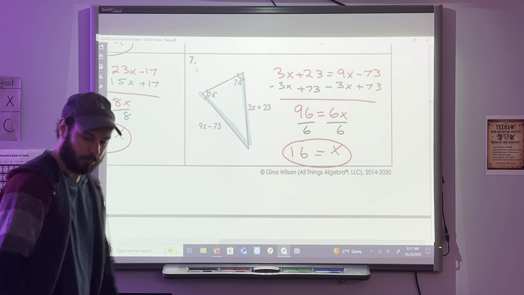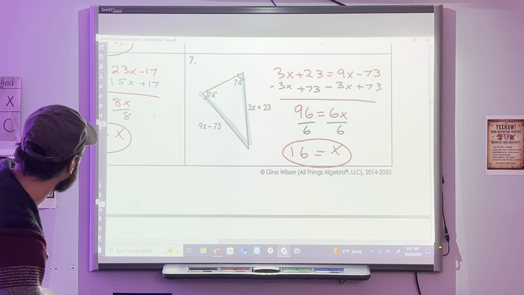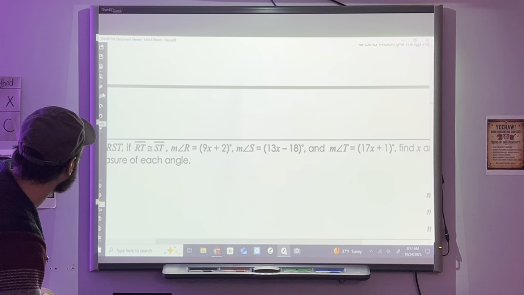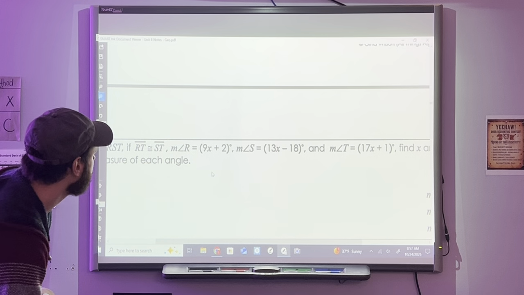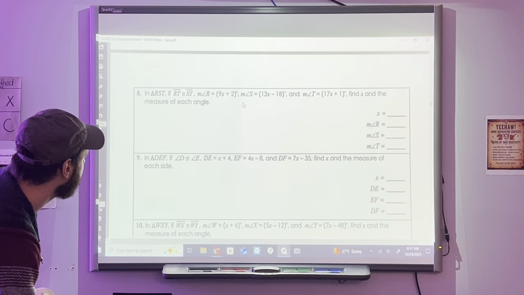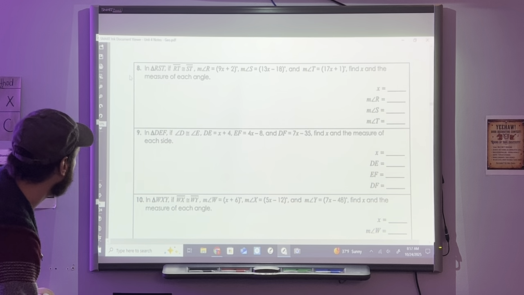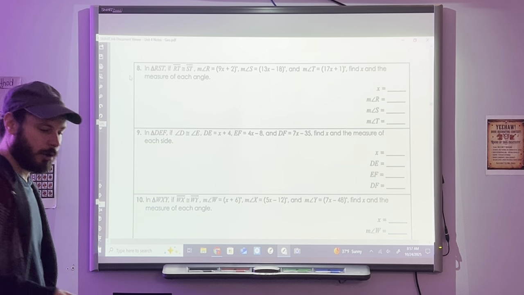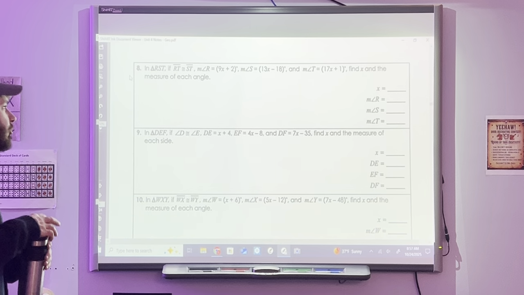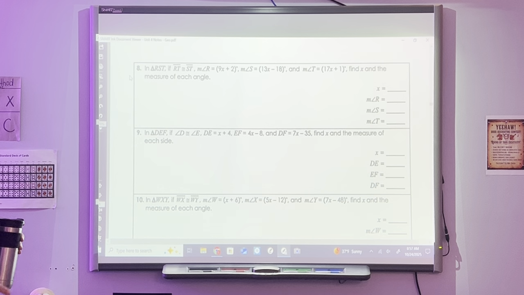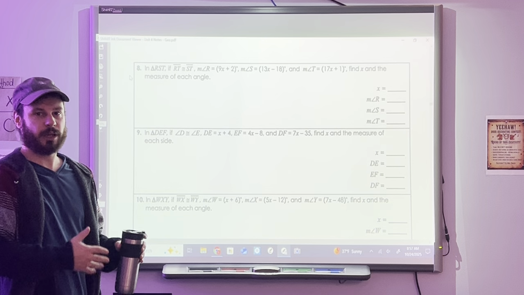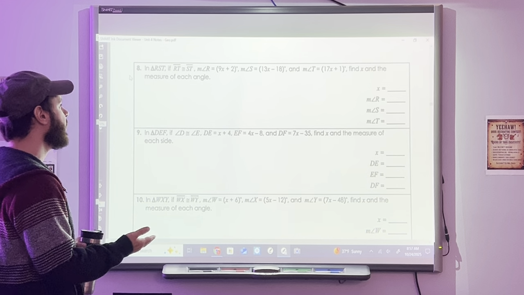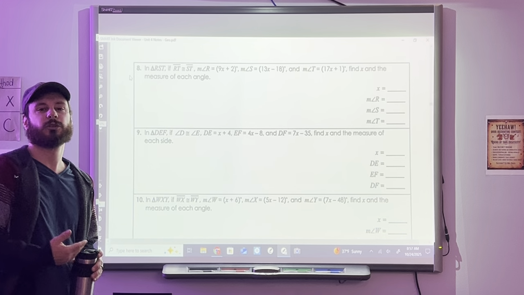Okay, so one page done, one page to go. Oh boy, now there are words. All right, we're gonna have to draw our own triangle for this one probably. Yeah, we do. So, in triangle RST, it gives you two congruent sides. That's important, that's the key feature of this problem. It tells you what the angles are worth. Angle R is that much, angle S is that, angle T is that. Find X and then go back and find the measure of each angle.